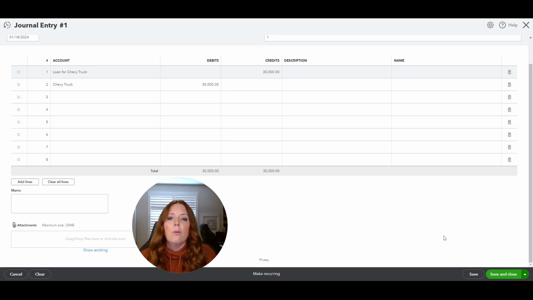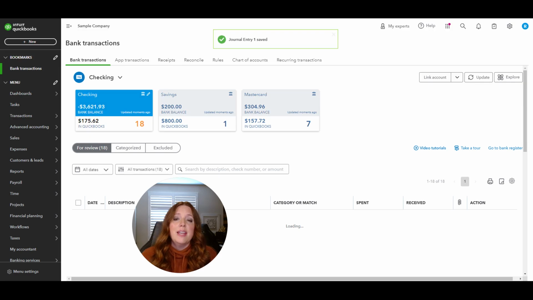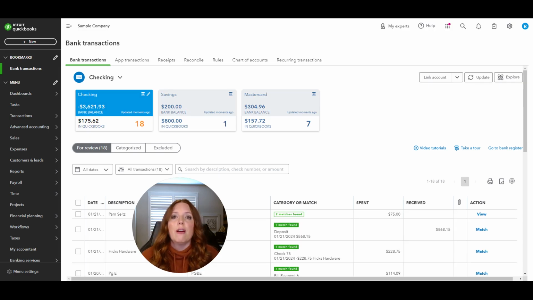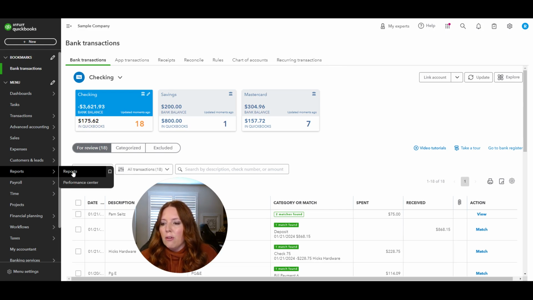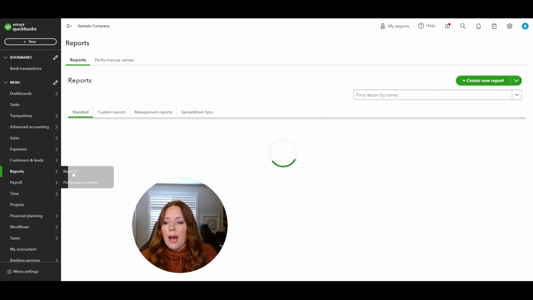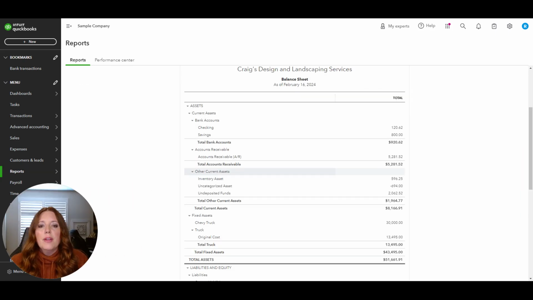So now let's go look at where this ended up. And again, I didn't put the name. That is something I would also absolutely do, but for the sake of your time in this tutorial, I did not put that in. So we hit save and close, and now we're going to go look at this in the balance sheet. Remember, the balance sheet is showing our assets, liability, and equity. So we go into our reports. We are going to look at the balance sheet. Now we are in the balance sheet, and you'll see here the Chevy truck.